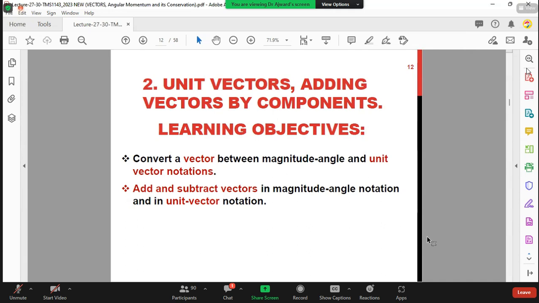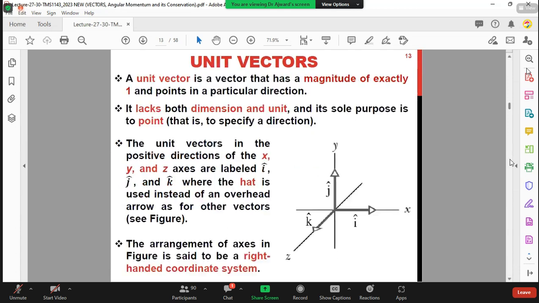Yeah, add and subtract vectors. So you can use the so-called magnitude and angle notation, which you already saw, and also the special unit vector notation. So that's part two that you will be learning.